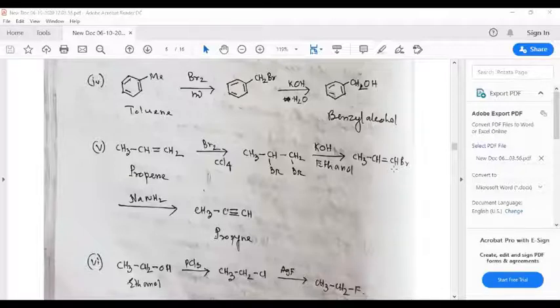Now when 1-bromopropene is treated with a very strong base, sodium amide, there is again a dehydrobromination reaction that results in the formation of propyne.